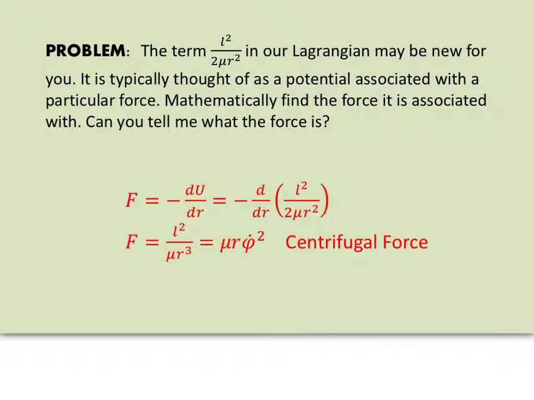Thus, the term in the Lagrangian, L squared over 2 mu r squared, can be thought of as a potential associated with the centrifugal force. We'll talk more about this term when we solve the one-dimensional Lagrangian. But for now, you just need to know the steps for finding the Lagrangian for a two-body central force problem.